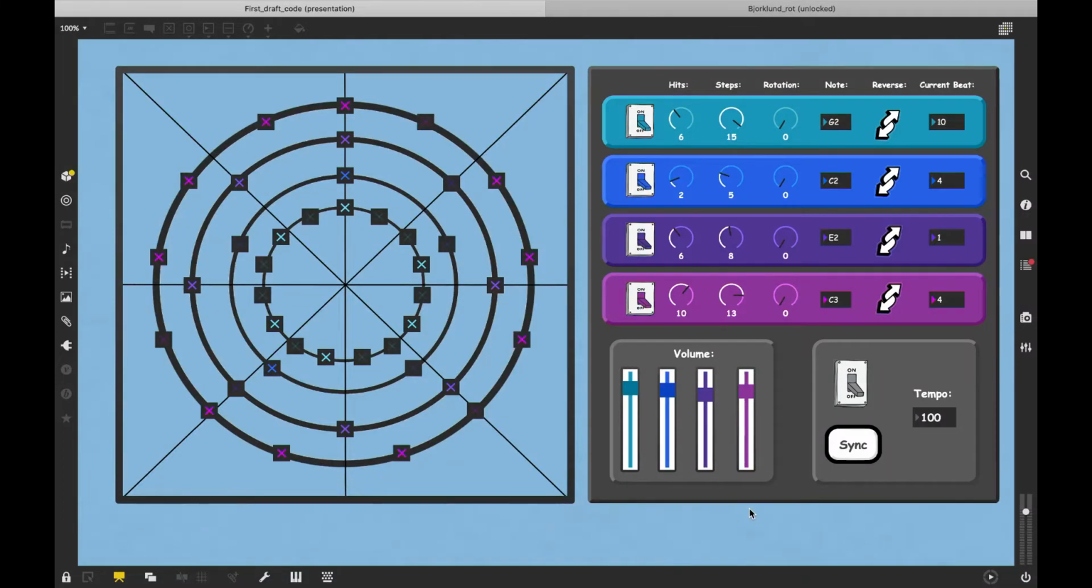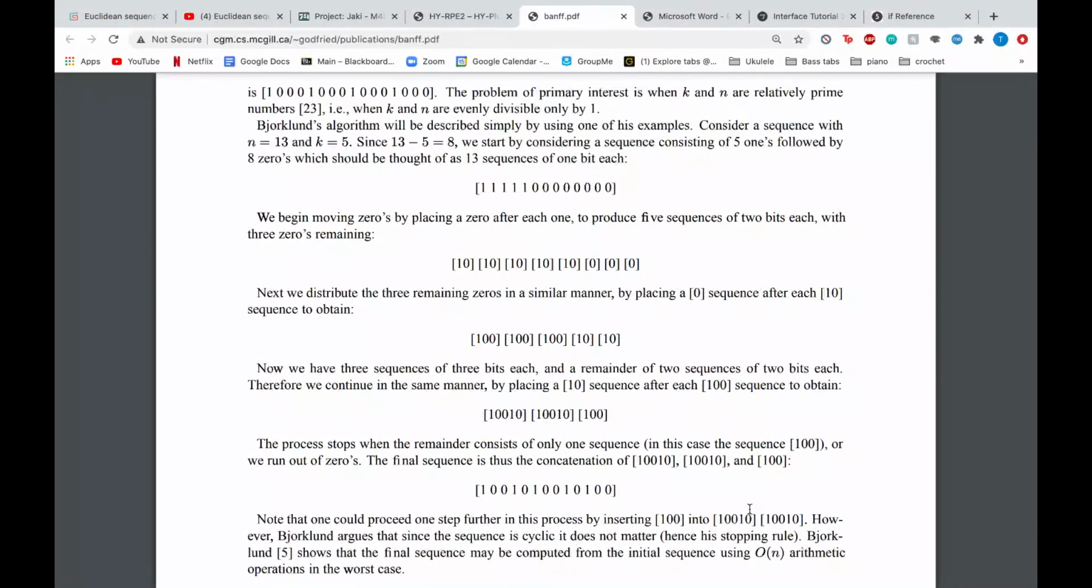Hi everybody! So for my final project, I built a Euclidean sequencer, which generates Euclidean rhythms. So what are Euclidean rhythms?